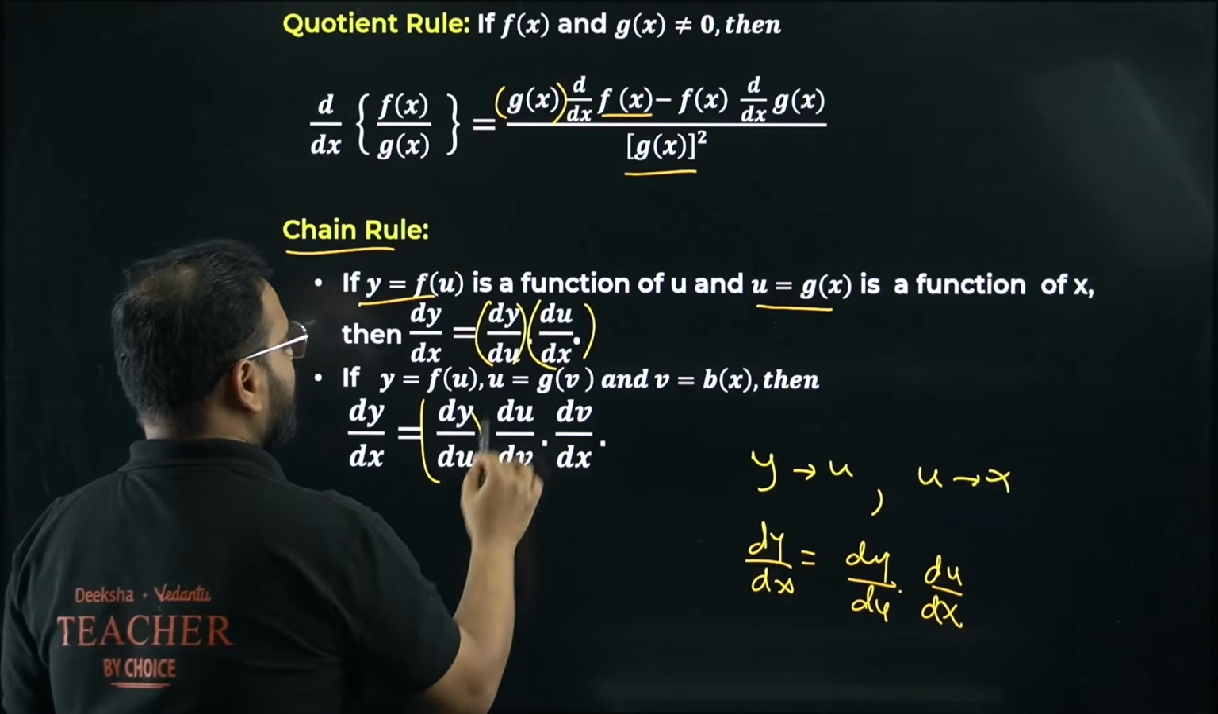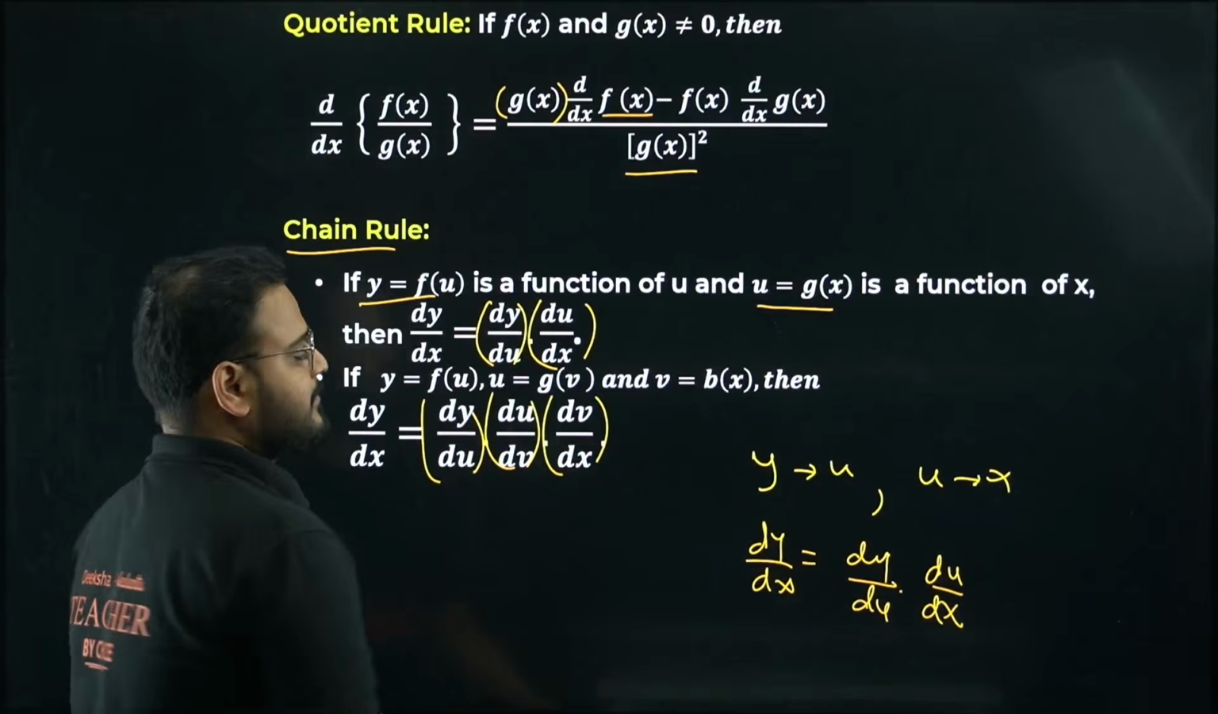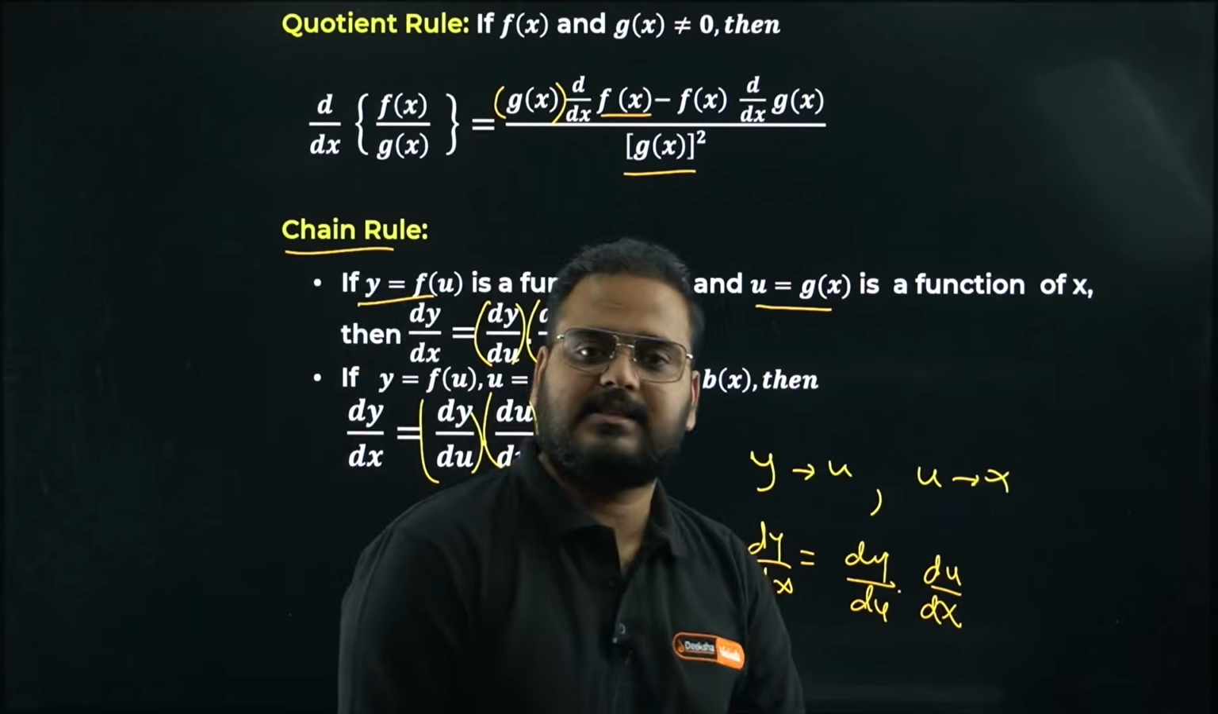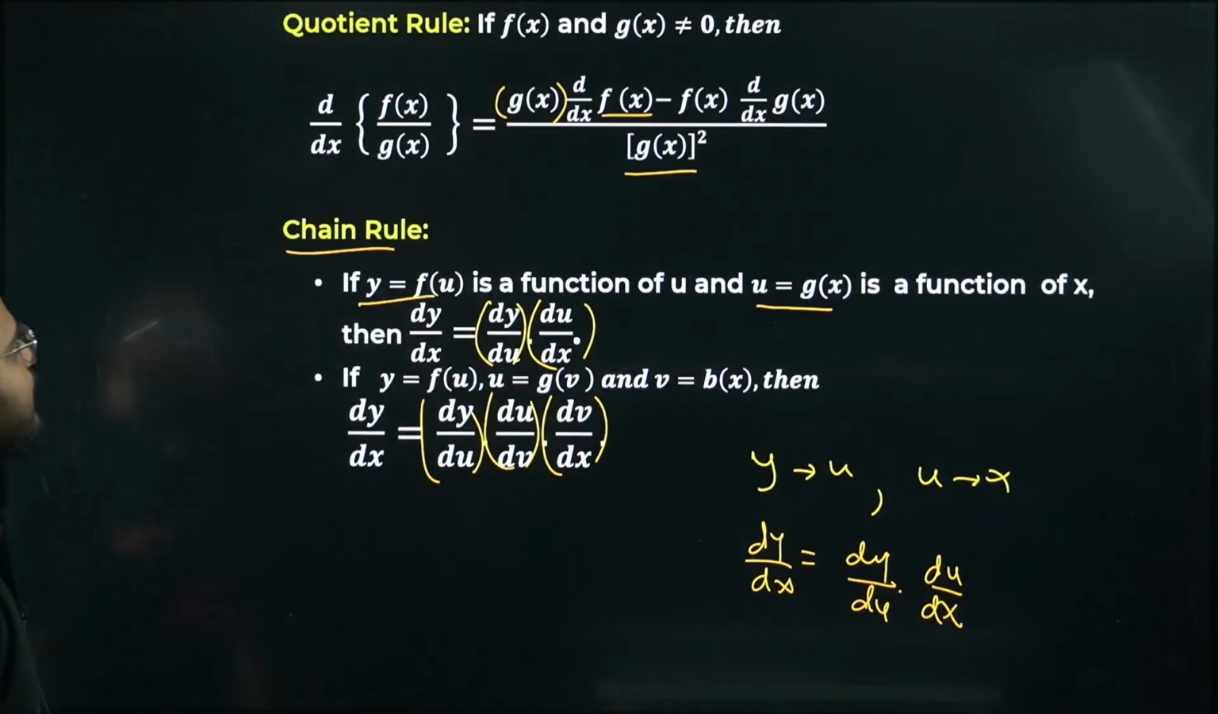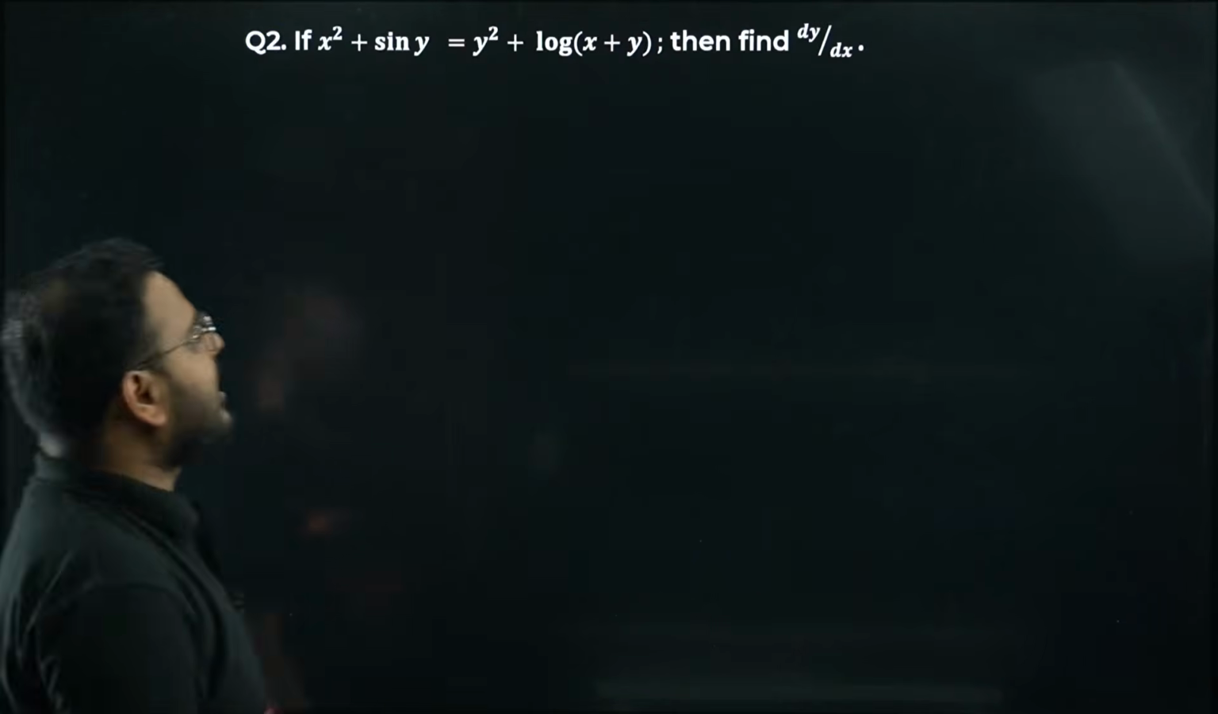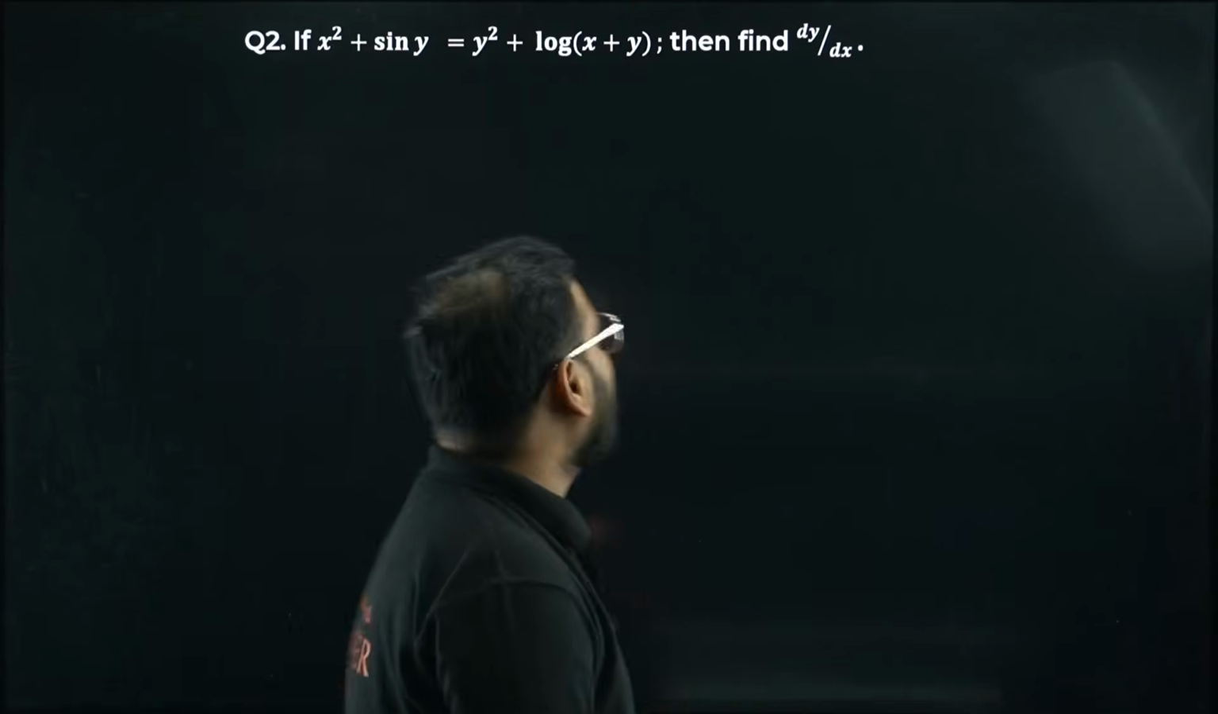y with u, u with v, v with x. Okay, v with x. Chaliye. So have a look. This is clear, right? Now sir, I have taken one question over here. Let's solve this quickly. What is there?